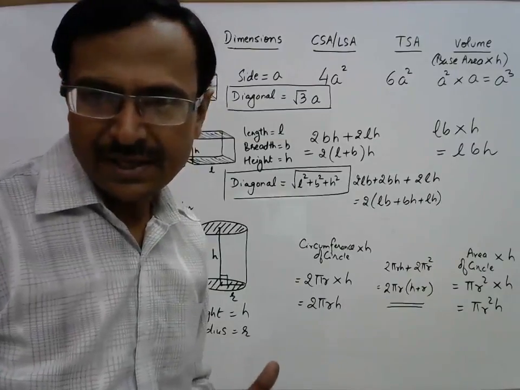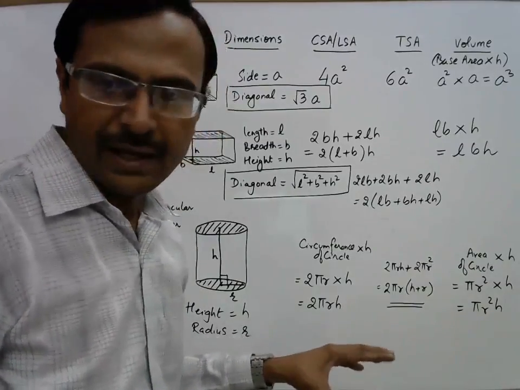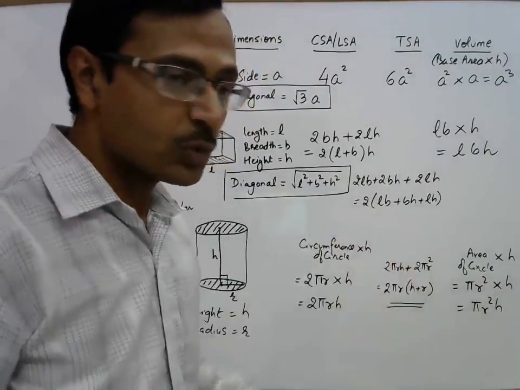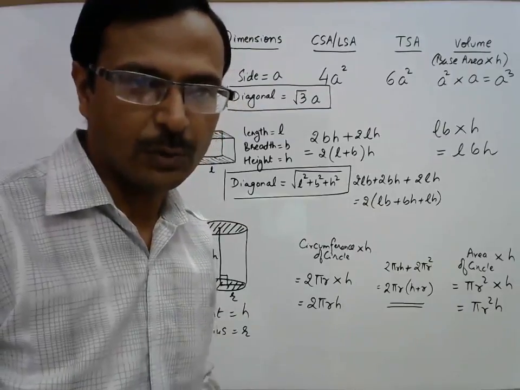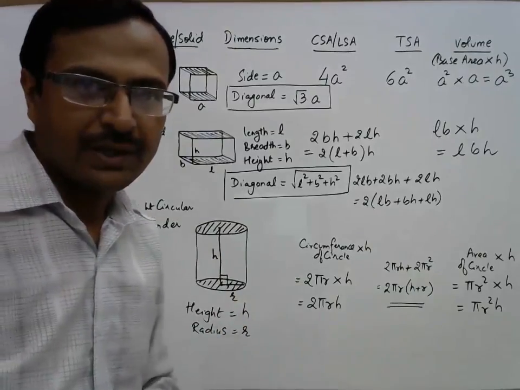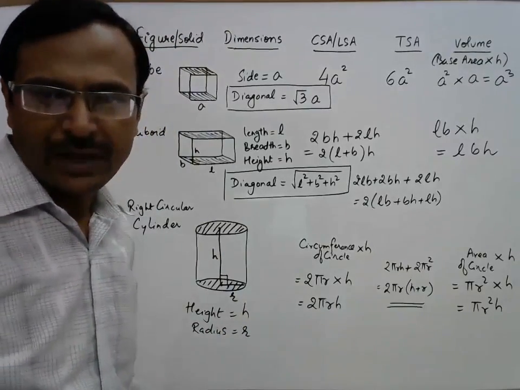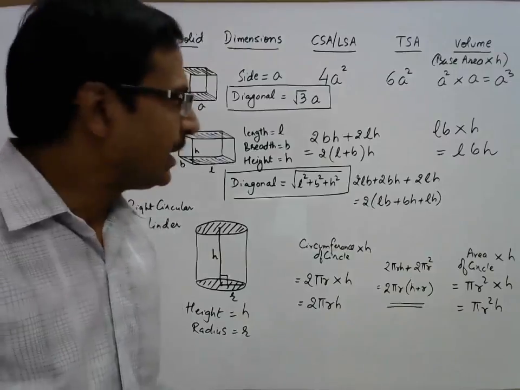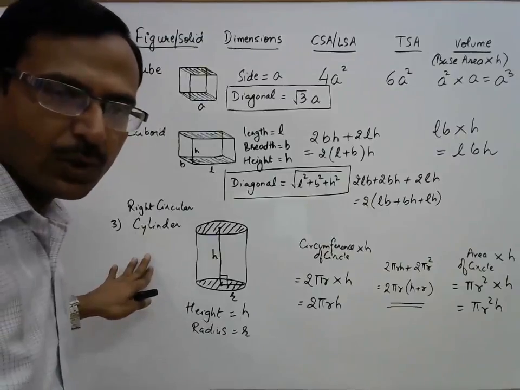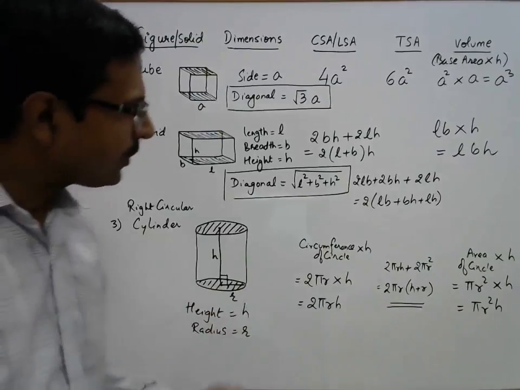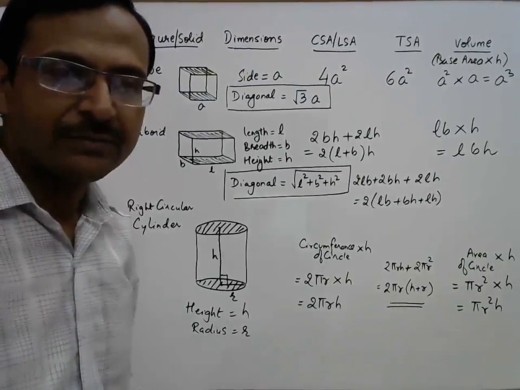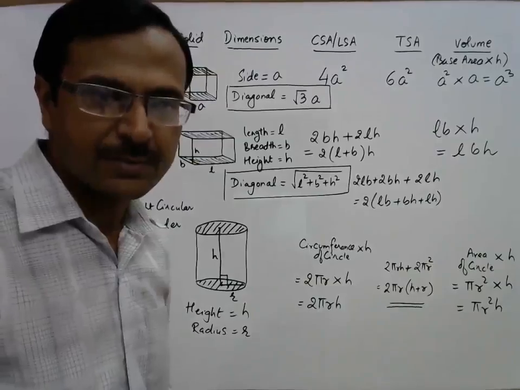See viewers, understanding the formulas and then relating it with the problem will help you in solving most of the problems of surface area and volume. But if you cram the formulas, obviously you are bound to make an error somewhere or the other. Now in this video, I have dealt only with three problems, three figures, that is the cube, the cuboid and the right circular cylinder. So in subsequent videos, we can talk of the other three figures, that is the cone, the sphere, obviously hemisphere and the frustum.